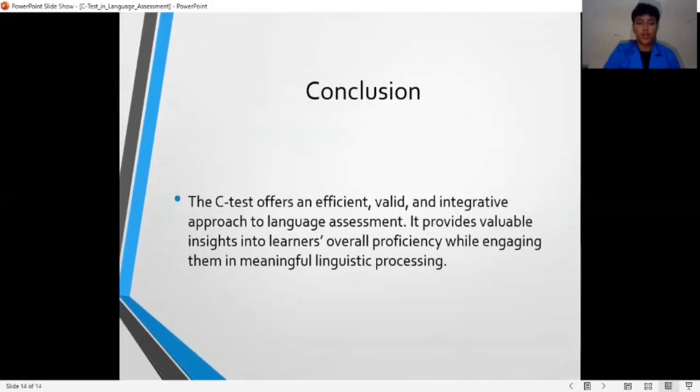So the conclusion: the C-test offers an efficient, valid, and integrative approach to language assessment. It provides valuable insights into learners' overall proficiency while engaging them in meaningful linguistic processing.